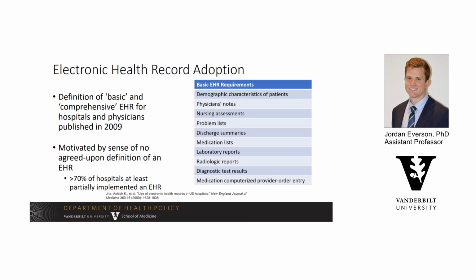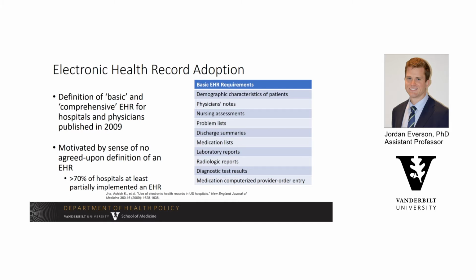So the first approach to measuring EHR adoption taken in the US was really to define adoption based on a set of functionalities included in the electronic health record. In 2009, a group of researchers funded by the federal government developed a definition of a basic and comprehensive electronic health record through a Delphi panel process. And I've listed the 10 items required of a hospital basic EHR here on the slide.